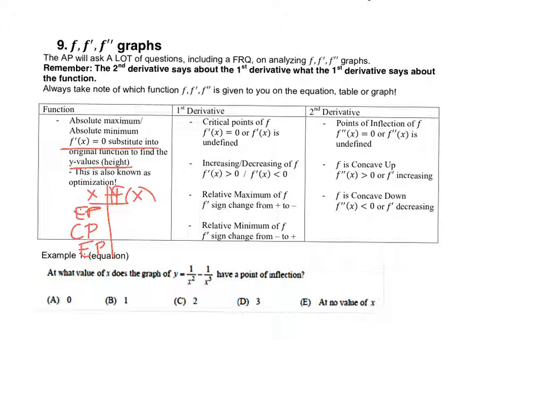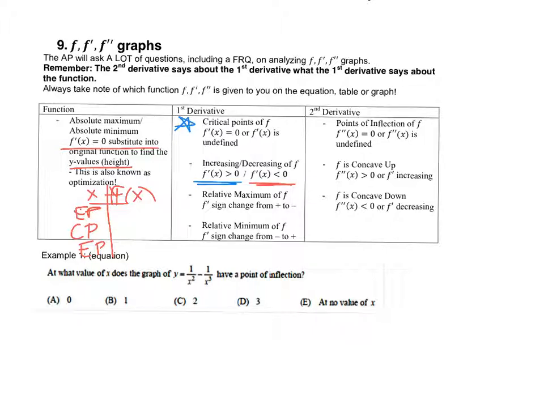Okay, so then we have the first derivative. When you think first derivative, you should immediately think of critical points. That's the most important thing. In order for it to be a critical point, the first derivative has to be equal to 0 or be undefined. Once you find those critical points, you can make a sign chart. The sign chart for the first derivative involves increasing and decreasing. When the first derivative is positive, it's increasing. When the first derivative is negative, it's decreasing.